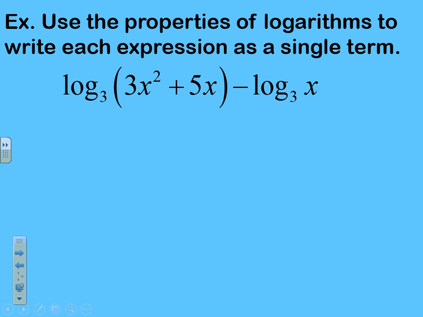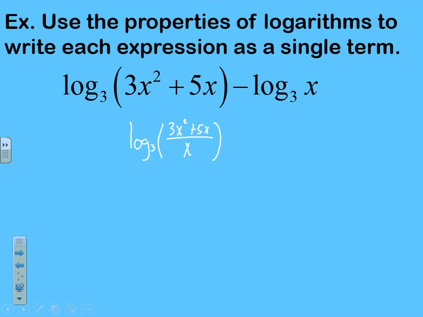So what this is telling us to do, because the bases are the same and we're subtracting from each other, is we can put these together as log base 3, in one set of parentheses, and in the numerator will be whatever we had on the left. So I'll have 3x squared plus 5x as the numerator, and whatever the log on the right is, the one that we're subtracting, goes in the denominator. So I would just have the x there.